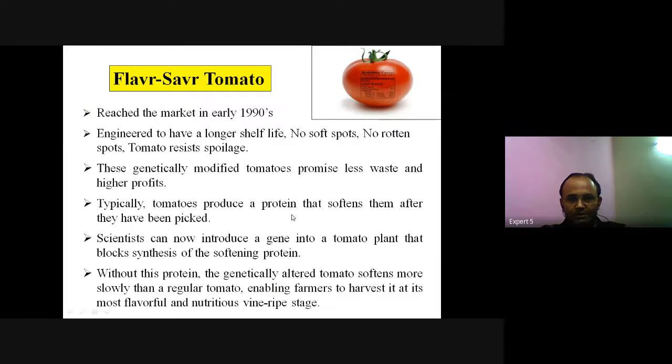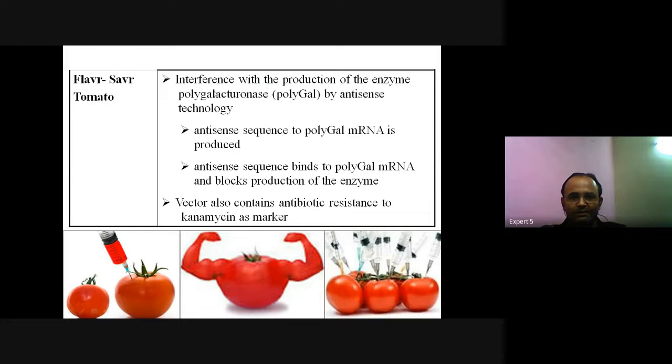Generally, the protein which initiates the softening and ripening process of tomato is polygalacturonase. Polygalacturonase is responsible for the ripening of tomato. If the expression of this polygalacturonase is blocked or slowed down, then ripening may be delayed. For this purpose, the antisense part of the polygalacturonase gene is synthesized and transferred into the tomato plants, where the antisense part is expressed and binds with the polygalacturonase mRNA, and then inhibits the expression of the polygalacturonase gene.